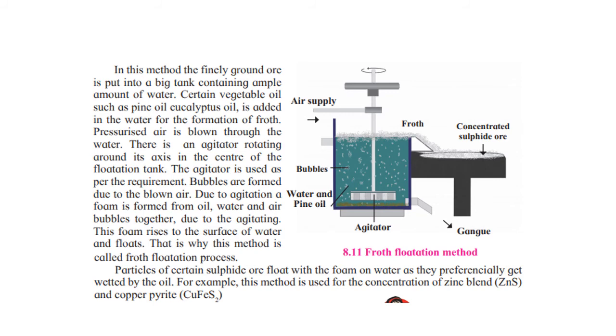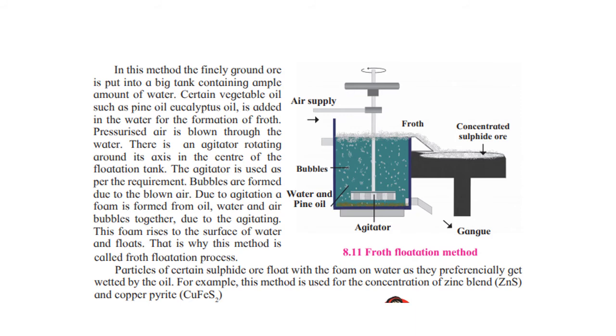Pressurized air is blown through the water. There is an agitator rotating around its axis in the center of the flotation tank. The agitator is used as per the requirement. Bubbles are formed due to the blown air. Due to agitation, a foam is formed from oil, water, etc. and forms a froth kind of a thing. The foam rises to the surface of water and floats. That is why it is called froth flotation.